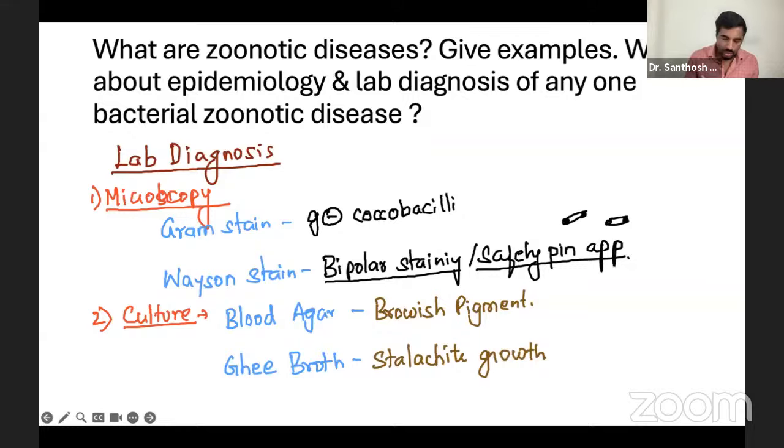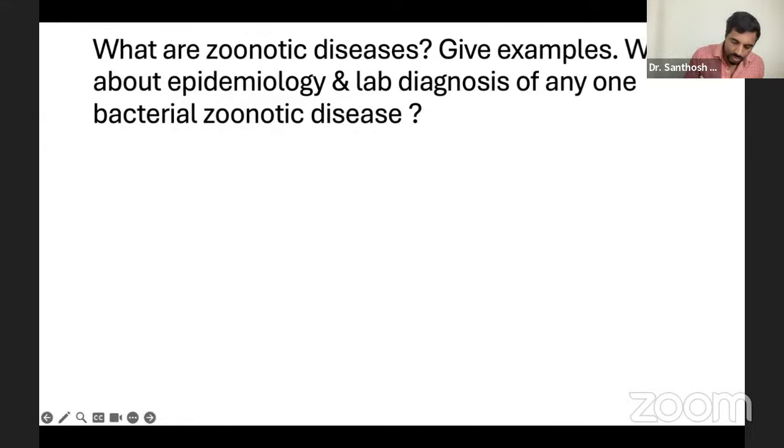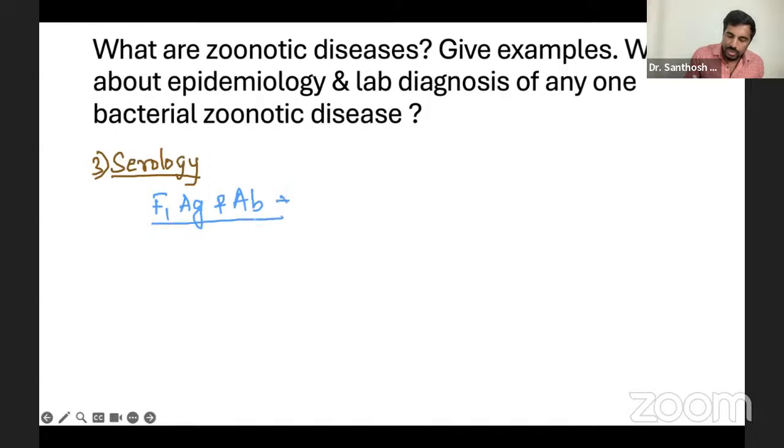Apart from these two, third one, serology. The third one is your serology. In serology, as we told just now, F1 has a very important role. So this F1 antigen and also the antibody against it is detected by ELISA.